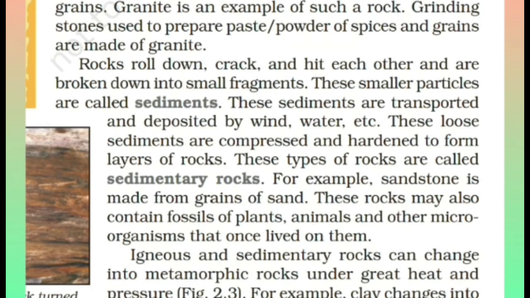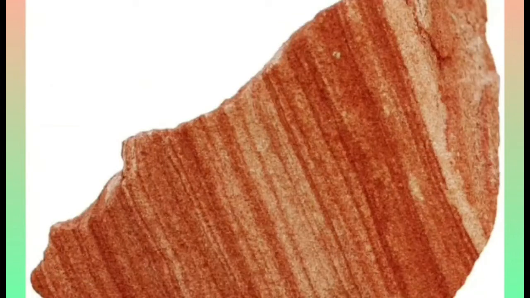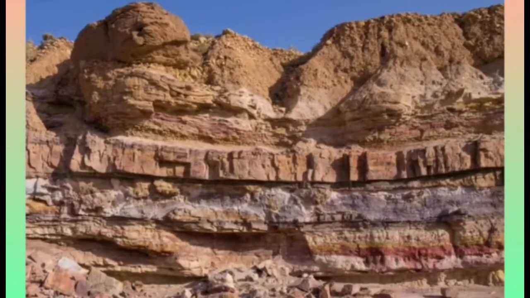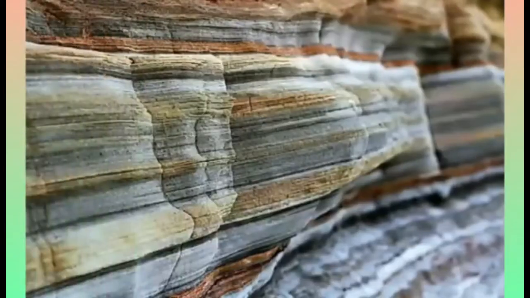Alright, since they are formed from these sediments, right, the sediments of the rocks, the small particles of the rocks, that's why they are called sedimentary rocks. So this is your sedimentary rocks. These are the examples of sedimentary rocks. You can see the layers one after another.